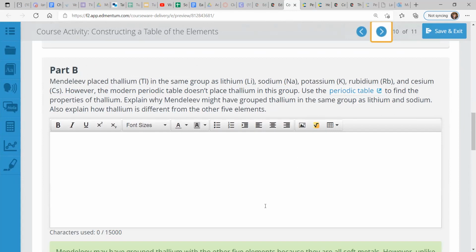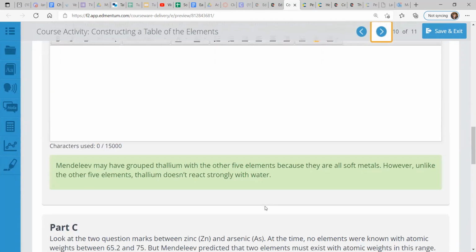Part B, he placed thallium in the same group as lithium, sodium, potassium, rubidium, and cesium. However, the modern periodic table doesn't place thallium in this group. So using the periodic table to find the properties of thallium, explain why he might have grouped them together in the same group. Also explain how it's actually different from those other 5 elements.